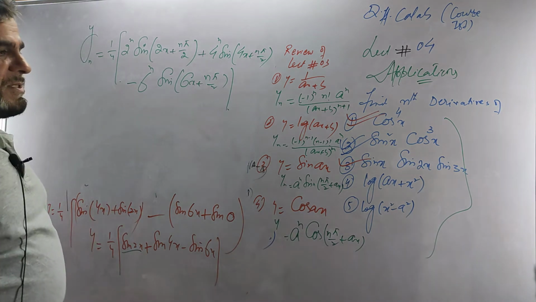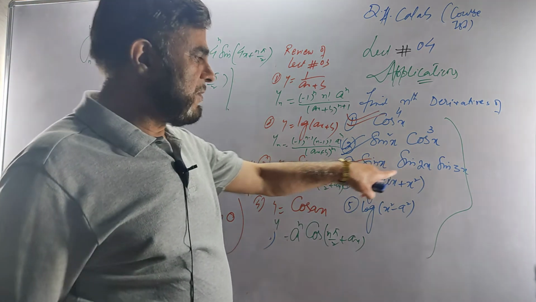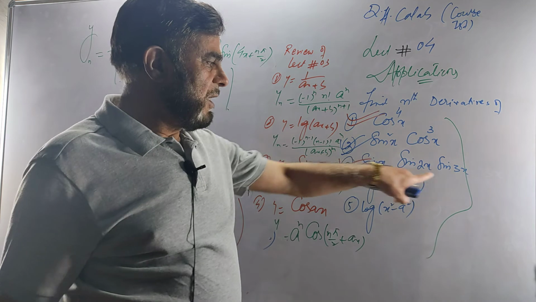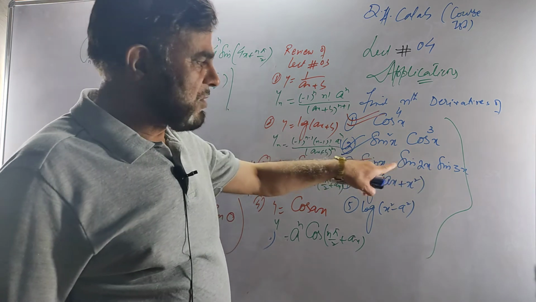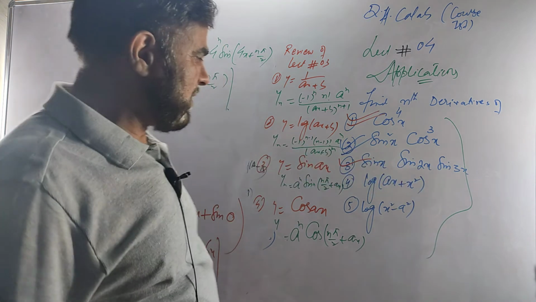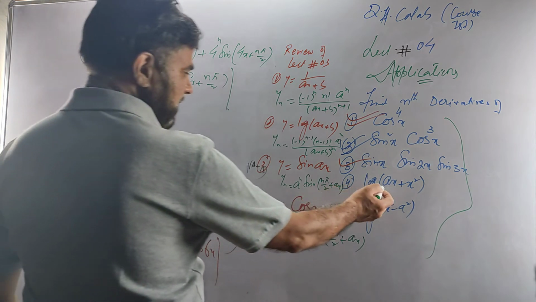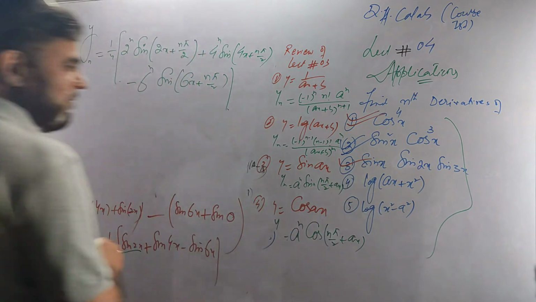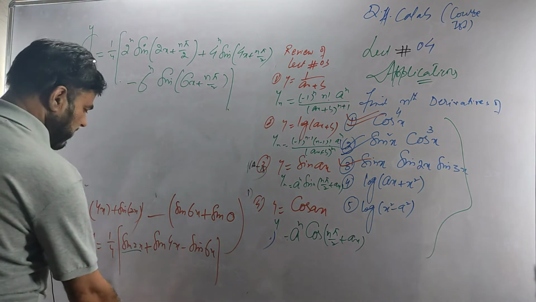Well, dear students, this is how to find the nth derivative when you have the product of all sines. You can have cos, you can have sine cos, you can do this. Let us now find the nth derivative of log of x plus x squared. How do we find this?